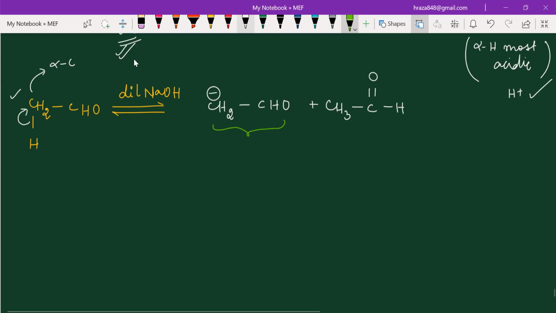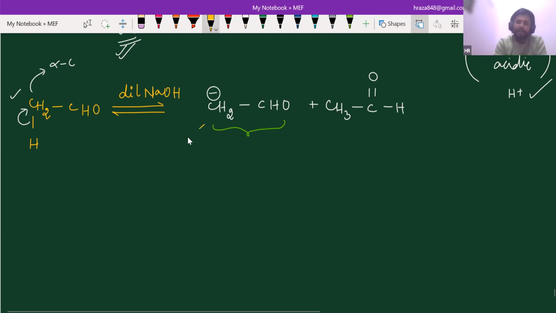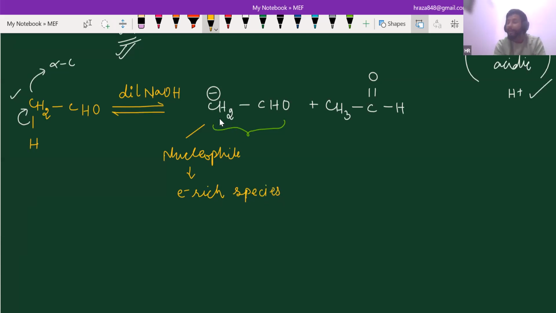So see what happens here. This is basically acting as a nucleophile. Nucleophile is the one which is an electron rich species, because it has a negative charge. That means 2 electrons at carbon. That's why it is an electron rich species. So the one which you get from eliminating H plus, or alpha hydrogen, will be the nucleophile.